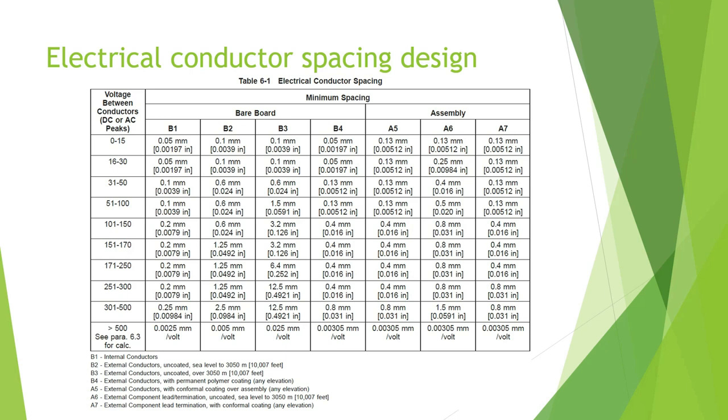Okay, you can see B1, B2, B3 for the bare board, and B4 also, and the assembly versions are also mentioned down here, B1, B2, B3, B4, A6, A7. Okay, so these show how much voltage each PCB can handle. For example, B1 is an internal conductor. If our voltage comes under 51 to 100 volts, we choose 0.1 millimeter for the spacing for internal conductors, up to 100 volts peak. Right, this is 0.1 millimeter internally.